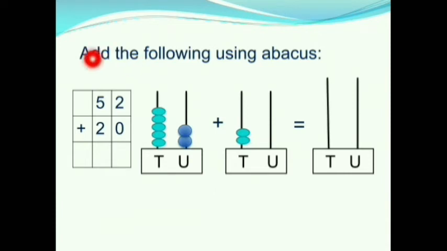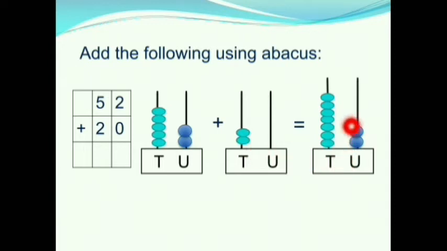Children, see this question. Here we should add 52 and 20 using abacus. In the units place we have 2 and 0. So we will draw 2 bits in units place. In the tens place we have 5 and 2. 5 plus 2 is equals to 7. So we will draw 7 bits in tens place.